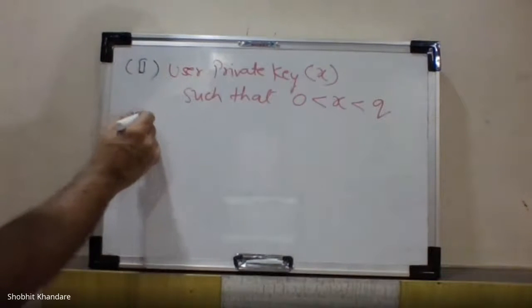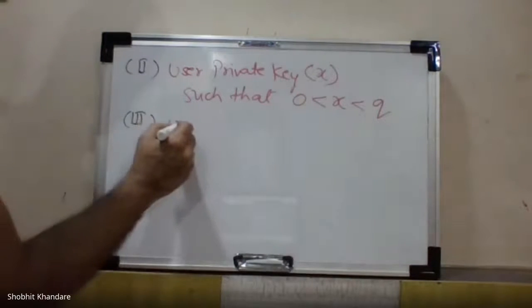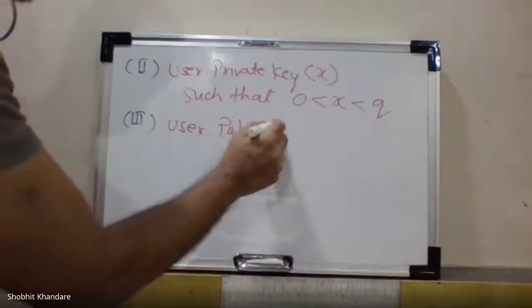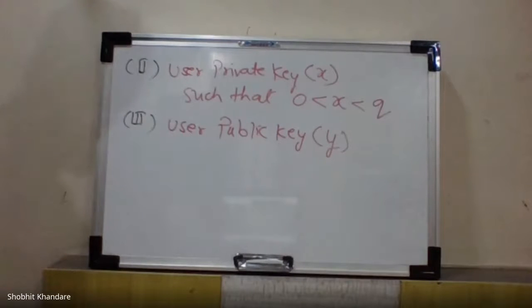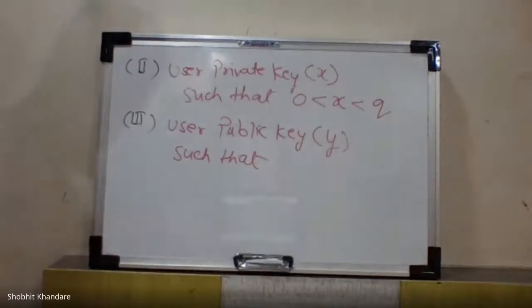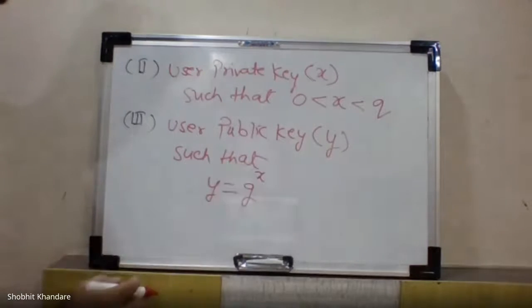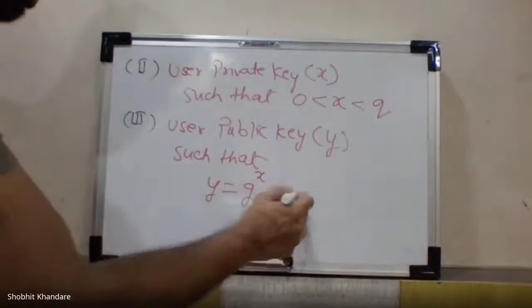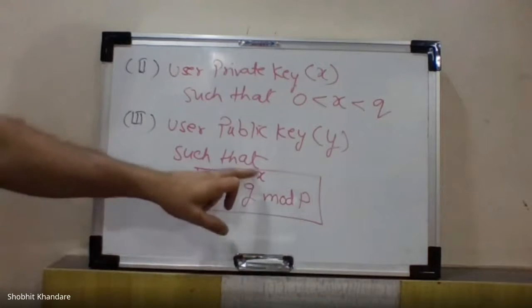So this is Roman number 2. Then Roman number 3: the user public key, given by small y, such that you have an equation for that. y is equal to g, the global component small g, to the power of x mod p. Put this in the box. y is equal to g to the power of x mod p.